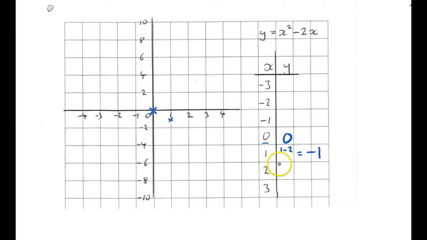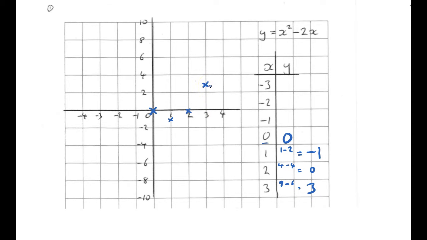Next one's 2. 2 squared is 4. Take away 2 2's is also 4, and that'll be 0. So 2 will be 0. 3. 3 squared is 9. Take away 2 3's is 6. That equals 3. So when x is 3, y is also 3.